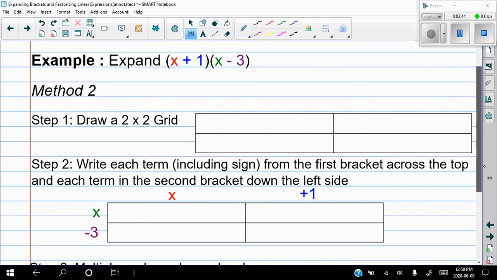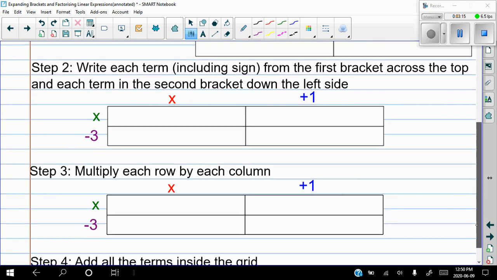So I think what's nice about going through each of these cases like this and breaking them up is you're going to see that, as long as we apply our sign rules, then you really only need to remember one process. So it's just a whole bunch of practice. So step 2, we're going to write each term, including our sign, from the first bracket across the top. So we have our x on our first column and our plus 1 on our second. And then down our left side on our first row, we have our x from our second bracket, and we have minus 3. So we have that negative included there.